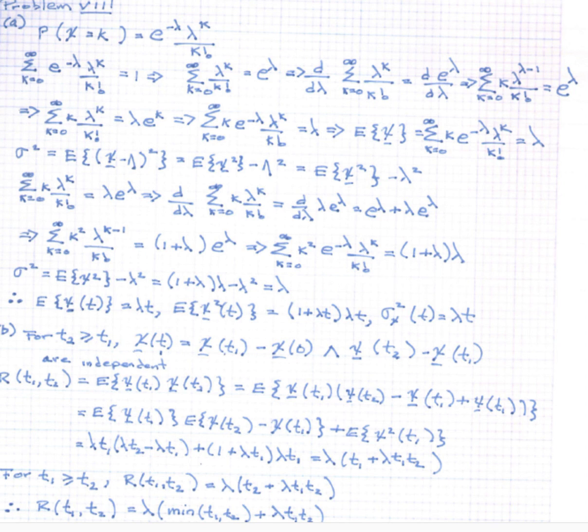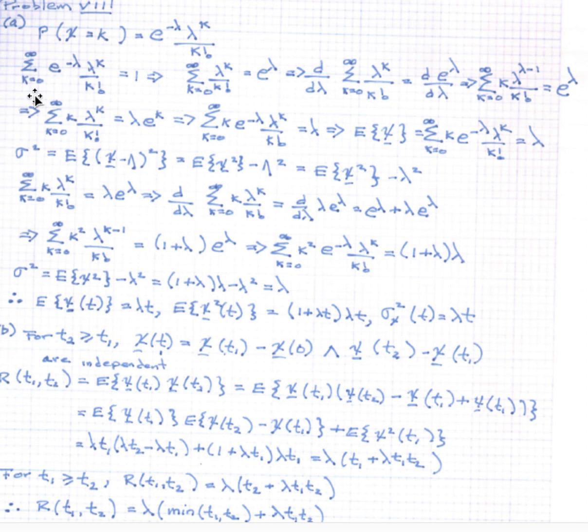Greetings. This is Nate's presentation of homework assignment 7, problem 8, where in the first part, problem A, we have the probability of the random variable X equal to k, and that's equal to e to the minus lambda times lambda to the k over k factorial. In this first part, we're asked to determine the expected value of the random variable X.